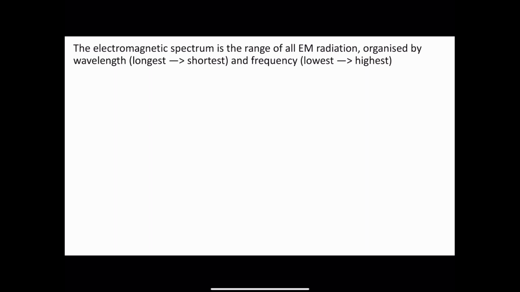So I've got a short statement here that we're going to base our goal-free task around. Note that it's not a question, it's not asking you about a specific mark, it's a simple statement of fact. It says that the electromagnetic spectrum is the range for all EM radiation, organised by wavelength, from the longest to the shortest, and frequency, from the lowest to the highest. So this is the point that I would start thinking, okay, what do I know about the electromagnetic spectrum?